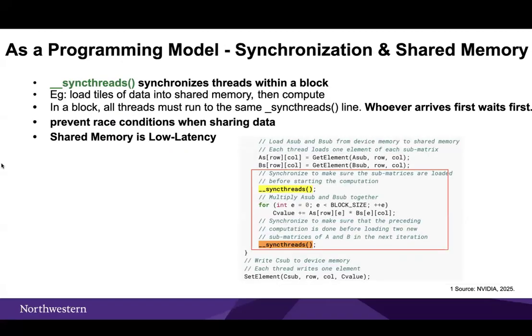CUDA has a special function called syncthreads to let all threads within a CUDA block synchronize at specific points to safely share data in shared memory. All threads must reach the same syncthreads line. Early threads will wait for everyone to arrive before proceeding. This approach is crucial when loading data into shared memory, for example, tiles of matrix data, performing computations, and then synchronizing again before moving to the next iteration.